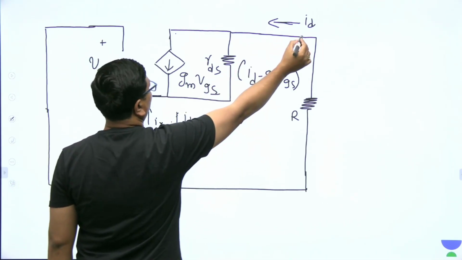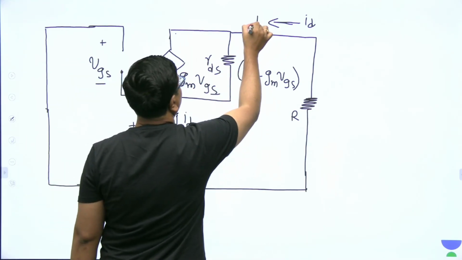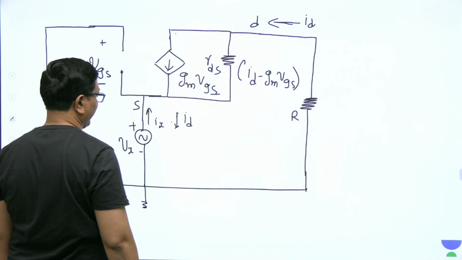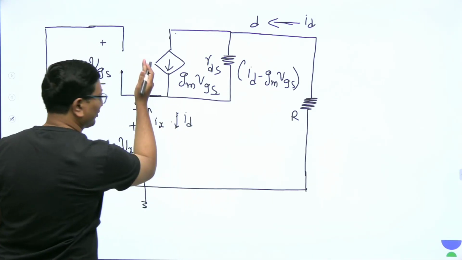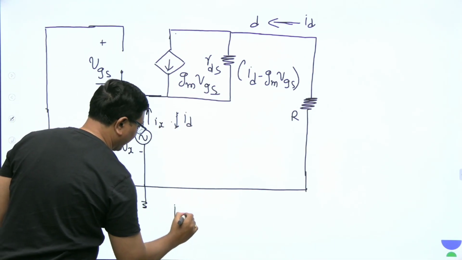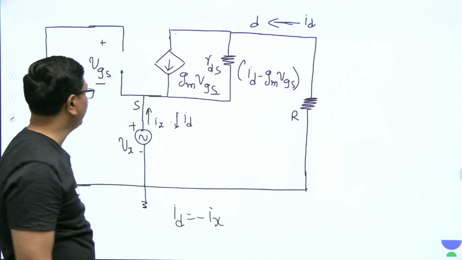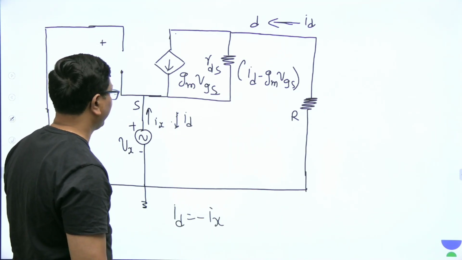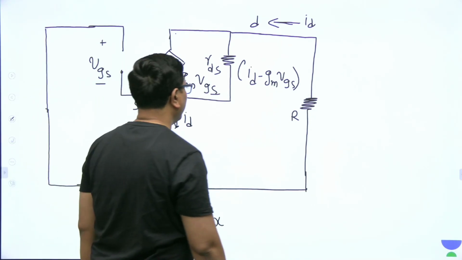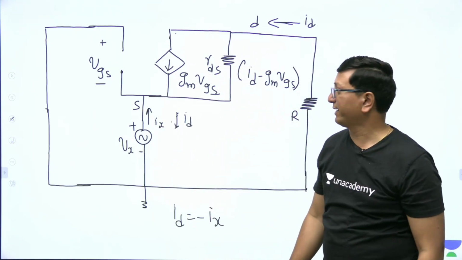Whatever the current that flows through the drain, the same thing will flow through the source and drain terminals. So ID is equal to minus Ix. For Ix assumed upwards, ID is coming downwards. So definitely I can write ID is equal to minus Ix. That is the first point we can take. Ix is going upwards and ID is coming downwards. Okay, fine. Now we need to derive what is Vx by Ix.